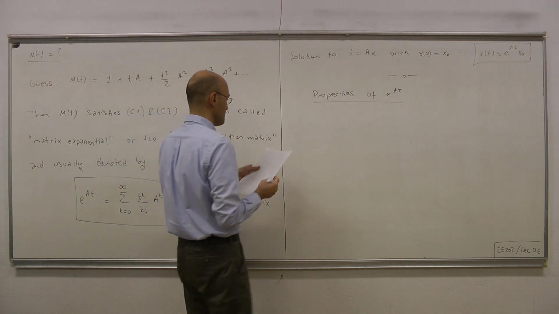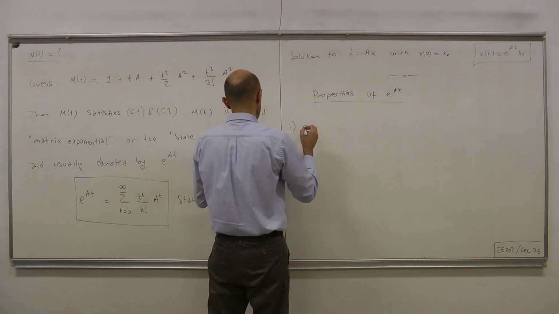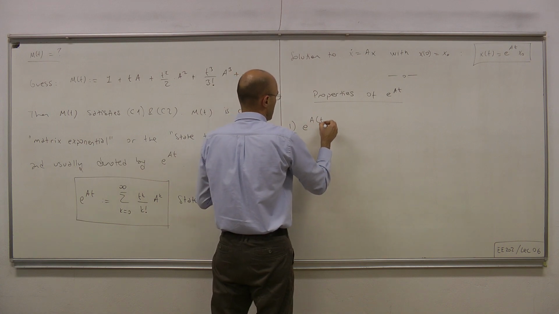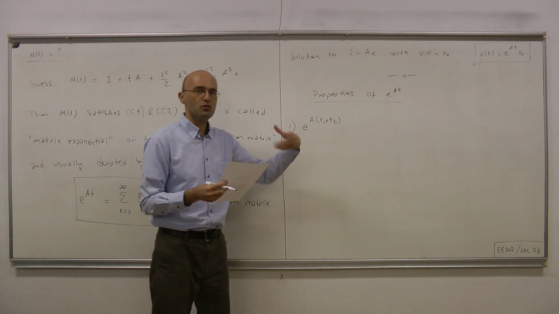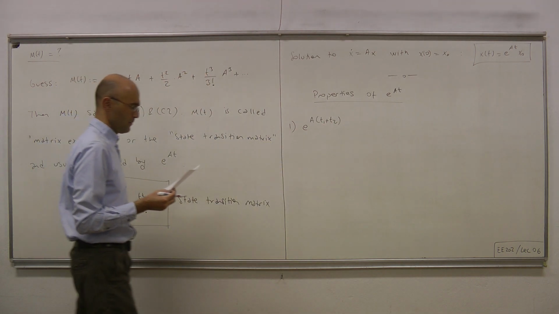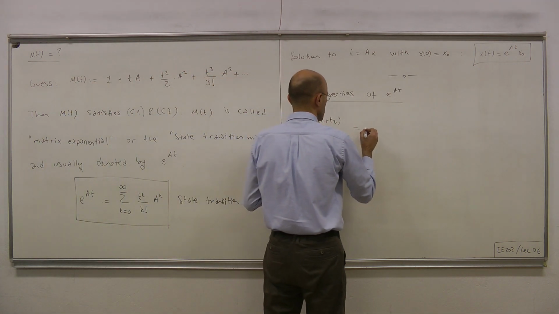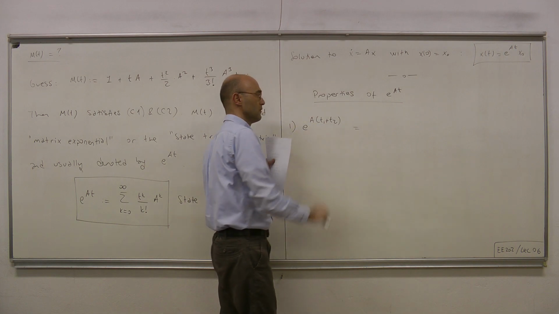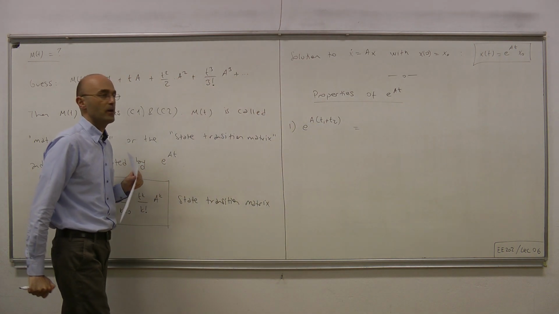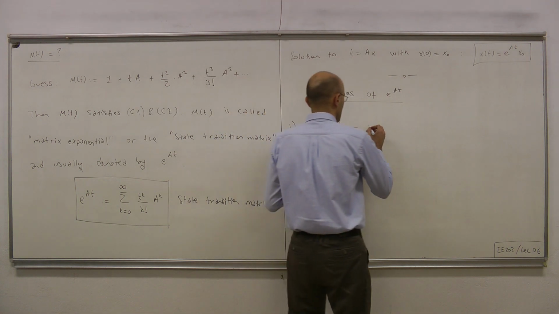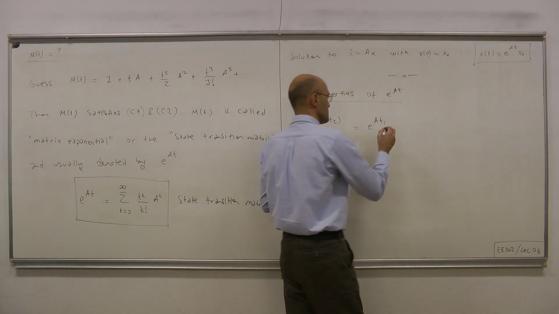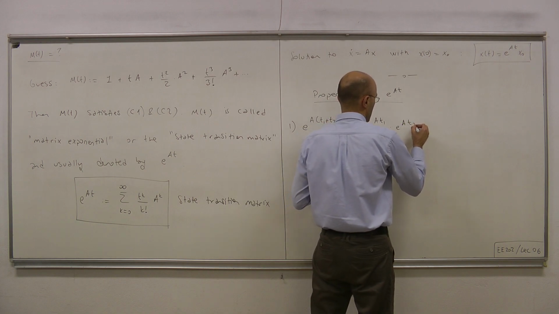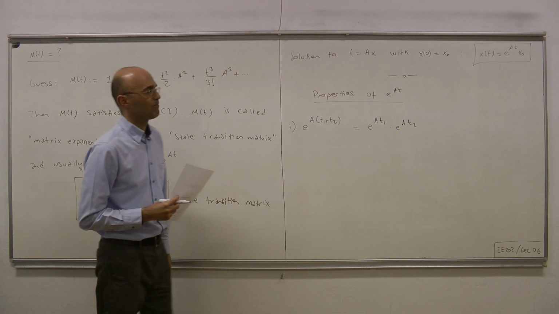There are many properties. First, e to the A(t1 plus t2). A is a matrix, t1 and t2 are scalars. This equals, it turns out, for all real scalars t1 and t2, e to the A t1 times e to the A t2.